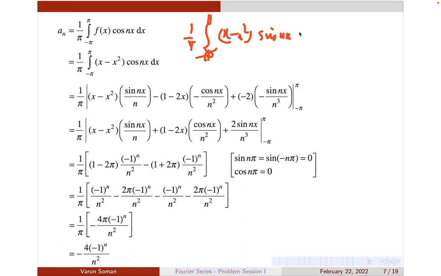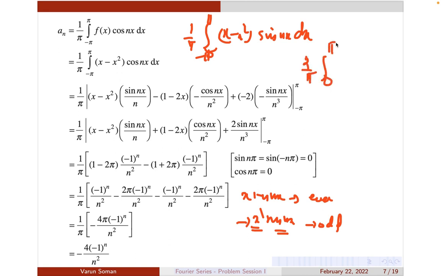sine nx dx. If you remember the properties of even and odd functions, you know that x sine nx is actually even because x is odd, sine nx is odd, and x square sine nx is actually odd because your x square is even, sine nx is odd, so this is an odd function. So when you take the integral from minus pi to pi, this will be 0. So I effectively will get this as 2 by pi integral 0 to pi x sine nx dx.